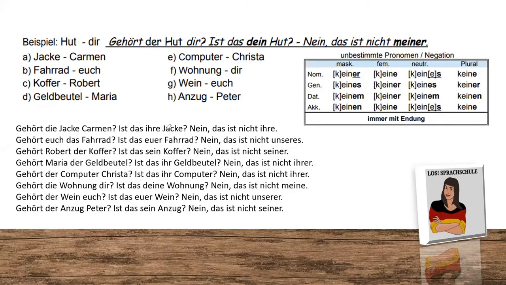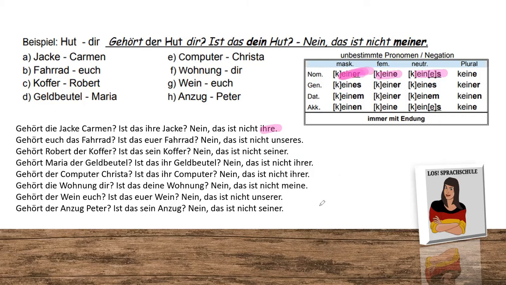Gehört die Jacke Carmen? Ist das ihre Jacke? Nein, das ist nicht ihre. Gehört euch das Fahrrad? Ist das euer Fahrrad? Nein, das ist nicht unseres. Gehört Robert der Koffer? Ist das sein Koffer? Nein, das ist nicht seiner. Gehört Maria der Geldbeutel? Ist das ihr Geldbeutel? Nein, das ist nicht ihrer. Gehört der Computer Christa? Ist das ihr Computer? Nein, das ist nicht ihrer.